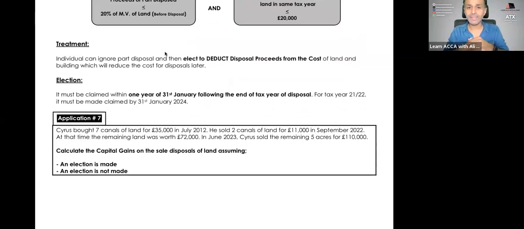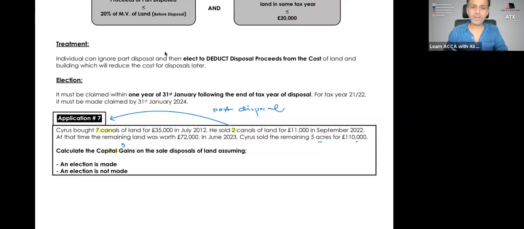Cyrus bought 7 canals of land in total back in 2012 for this much. If 2 out of 7 are disposed of, it is definitely a part disposal, because not all 7 are being disposed of in one go. Two out of it definitely is a part disposal, for 11,000. At the time, the remaining land was worth 72. Remaining means 5 canals. In June 23, Cyrus then sold the remaining 5 for 110. So eventually all 7 have been disposed of, but in 2 parts, not in one go.